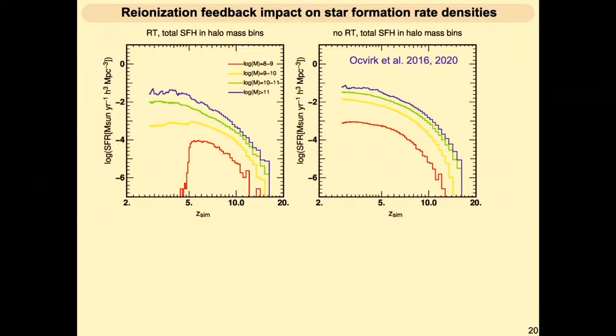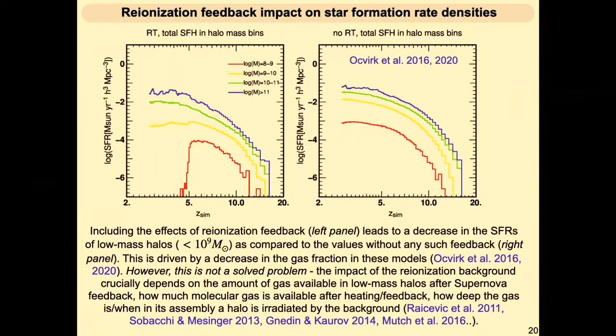And the results are, in some sense, very similar. So here are results from the CODA simulations, where I just want you to have a look at how much of the star formation you can actually suppress in these fully coupled simulations. This is the star formation rate as a function of the redshift for different halo masses. This is if you include reionization feedback. The right panel is exactly the same if you don't include reionization feedback.